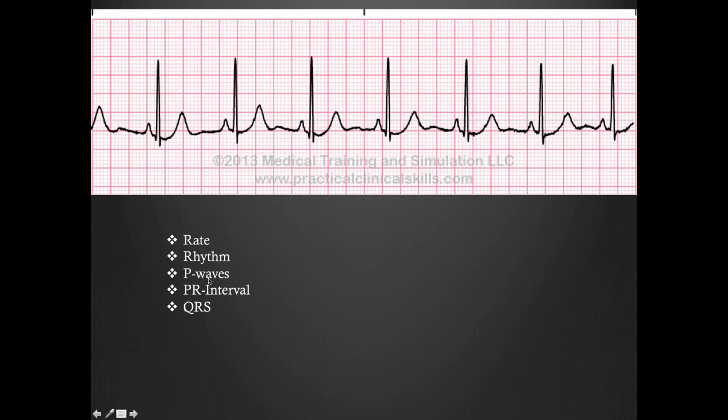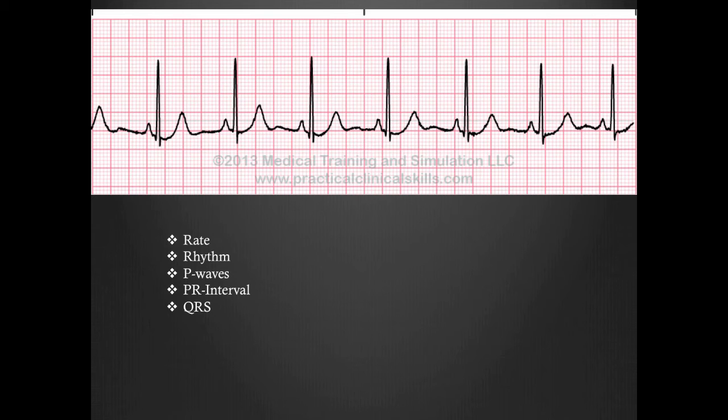Okay, and our final rhythm strip. Let's do a quick 5-step on this one. What is the rate? Well, let's see. Looks to be about 80-ish beats a minute. 70, 80 beats a minute. That's not too bad. Is the rhythm regular? Why, yes, it is. The P wave intervals are the same. The QRS complexes are the same distance apart. Hey, we're doing pretty well.